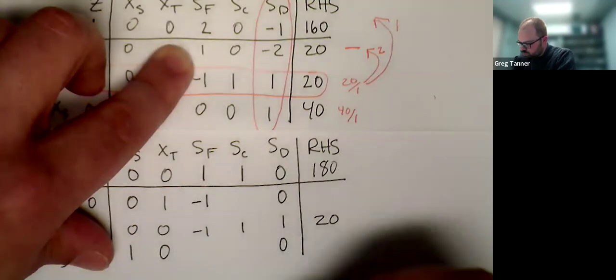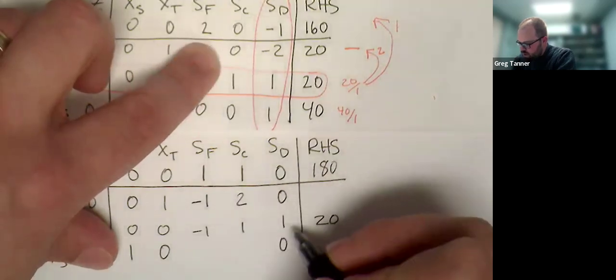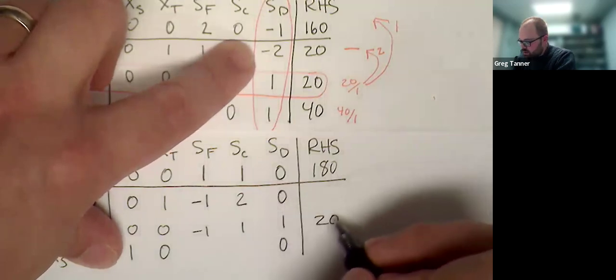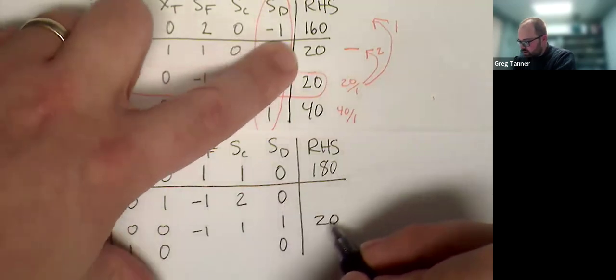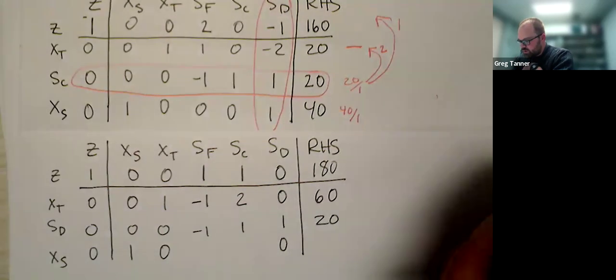-1. 2 times 1 plus 0 will be 2. 2 times 1 plus -2 is going to give us the 0 that we want. 2 times 20 plus 20 is going to give us 60. And that's good for that row.